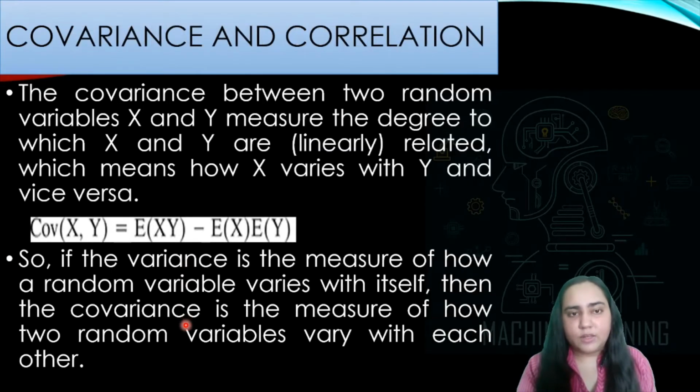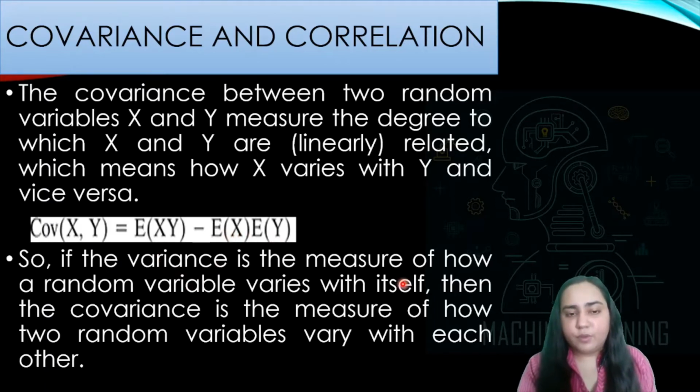And you can also calculate the covariance and correlation. The covariance between these two variables would measure the degree to which x and y are linearly related. Okay, means how x varies with y. Is it inversely proportional, directly proportional? And to calculate that, you just have to calculate E of xy, which means the mean of x and y together, and subtract that from the mean of x multiplied by the mean of y.